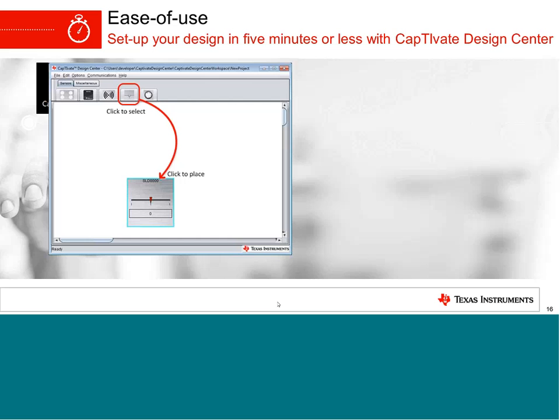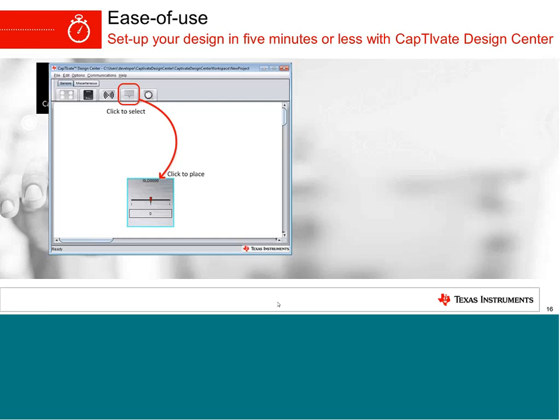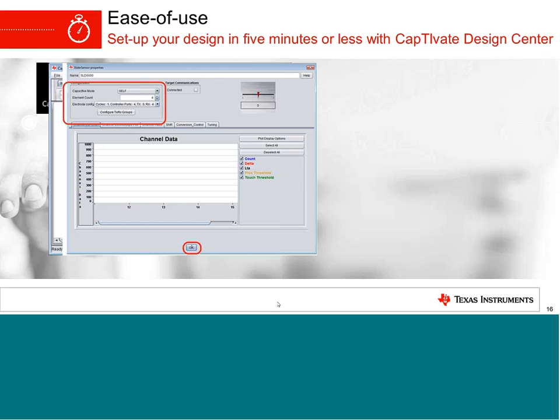We basically double-click the icon. This is what shows up, the CapTIvate Design Center. Here we want to do a slider. So we drag and drop a slider, put it in place. We go into the slider properties. We right-click on the slider menu and go into slider properties. We say whether you want the slider to be self mode, how many elements you want in the slider, and that's it.